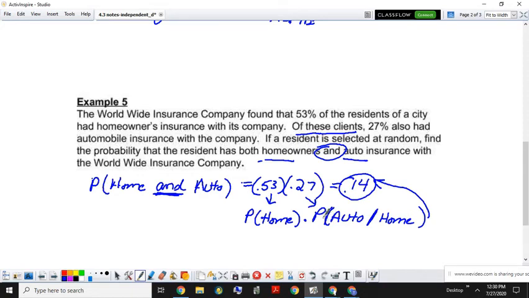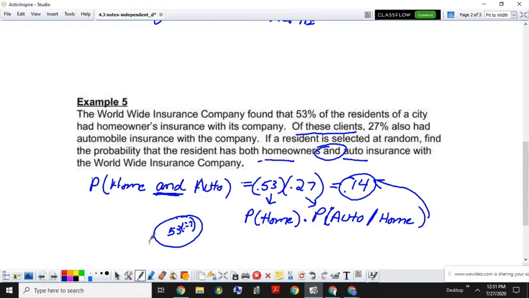So try to think of this as a dependent probability with this example. It's easy to do the math: you just multiply your two decimals together, but think about what this means. Imagine you have 100 people in a room. You ask, who has homeowners insurance? And 53 stand up. Then you say, of the people that are standing, how many of you have auto? 27% of them have auto. So out of the whole room, 14 people are left standing.